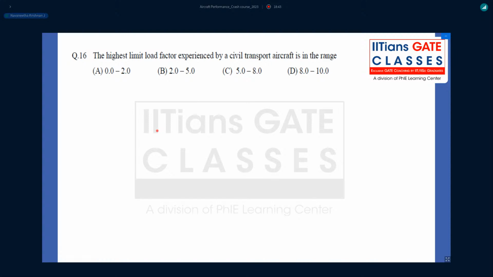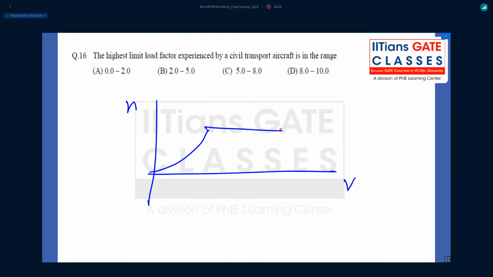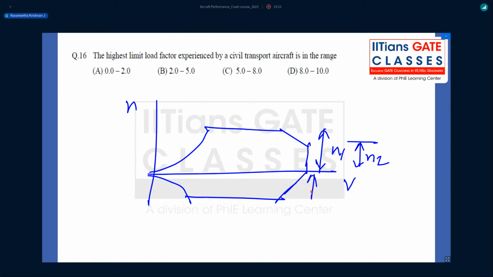If you see the flight envelope, load factor versus velocity, this is how your flight envelope looks like. So, this is N1. This is N2. This is N3. Now, the highest load factor experienced by the airplane is N1.